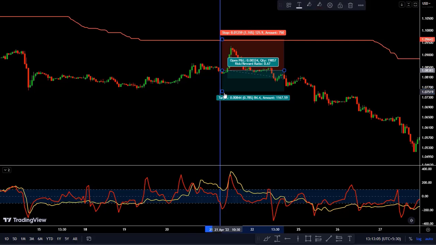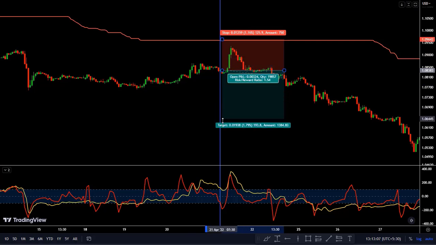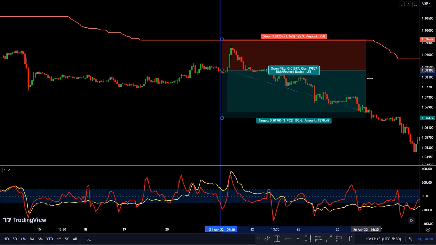I'm going to place my stop loss above the recent swing and aim for a minimum of 1:1.5 risk to reward. As you can see, we easily achieve our target.